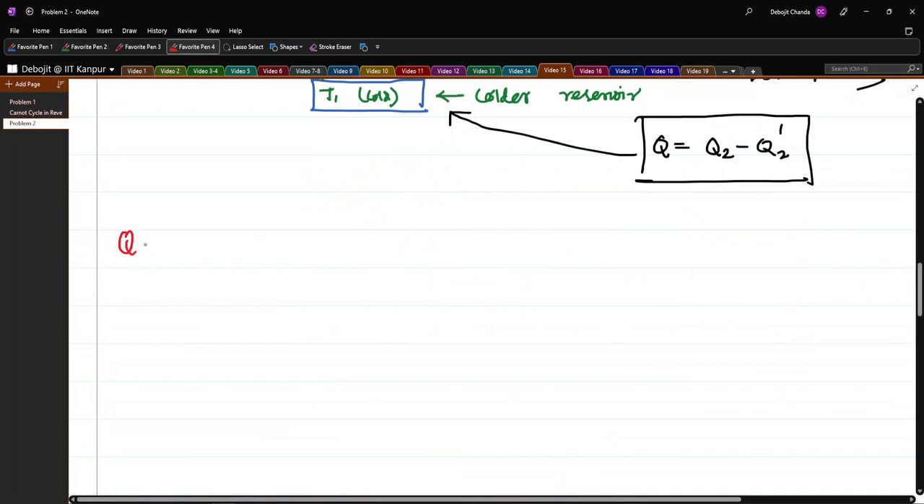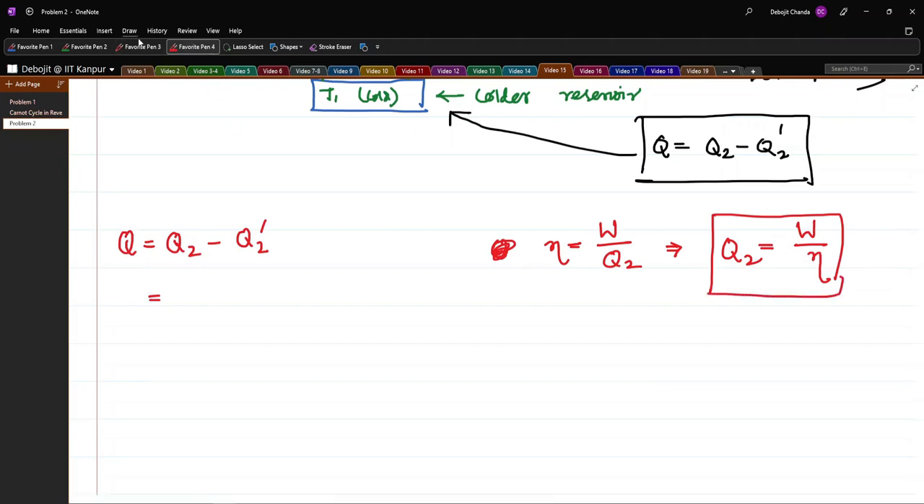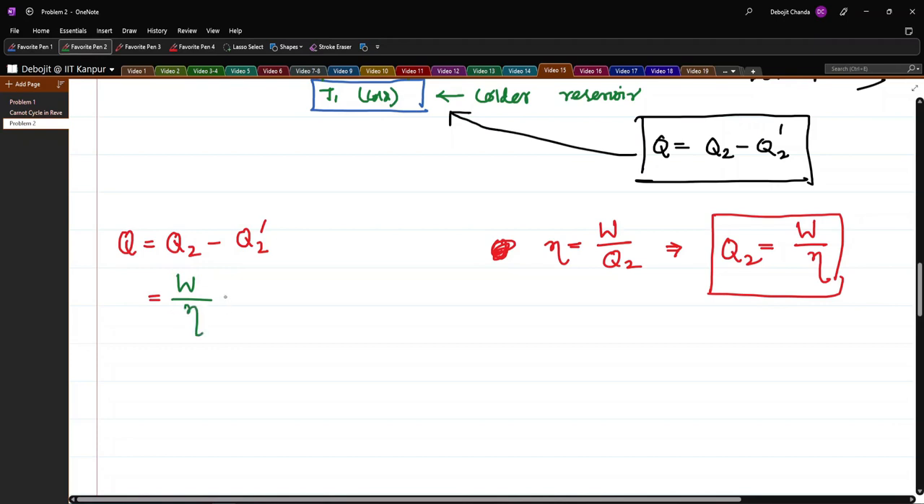We have Q equal to Q2 minus Q2 dash, and we have to write both of them in terms of the given quantities. Now, the first term we can do easily because we know eta, which is the efficiency of the heat engine, is given by work done by heat taken. So we can use this equation to just write Q2 as W by eta. So we have Q equal to W over eta minus Q2 dash. Now this term Q2 dash, we have to write in terms of the given quantities.